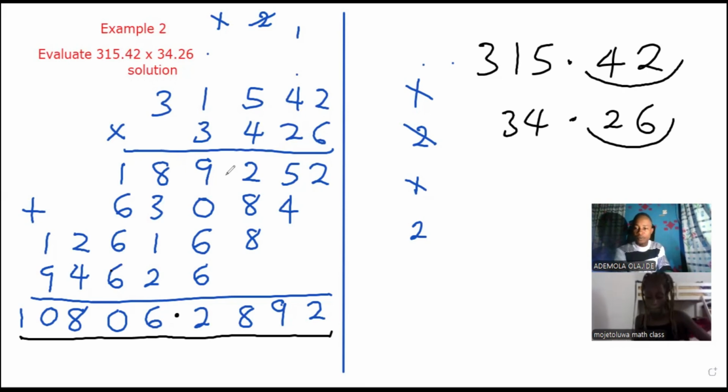Okay. So as we see, the sign is multiplication, so we are going to be multiplying them. So 6 times 2 equals 12. No, I'm not saying you should multiply it out. I talk about addition of decimal. How do we do addition of decimal? If you want to add 2 or more decimals, what do we do?